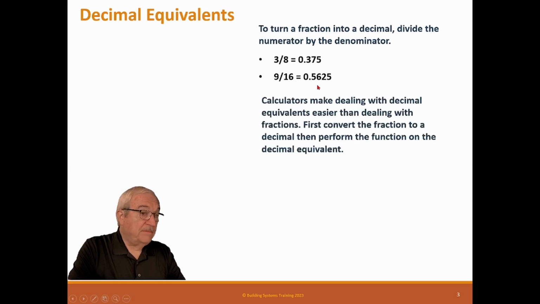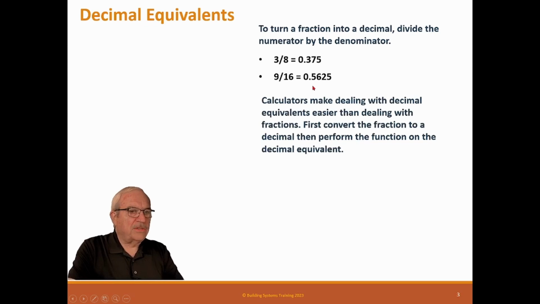All right. So now let's talk about decimal equivalents. The decimal equivalent is the decimal equivalent of a fraction. Now, it's easy to turn a fraction into a decimal, basically because you just have to divide one by the other. So if you have 3/8 and you want to turn that into a decimal, you simply divide 3 by 8, and that gives you 0.375. You want to turn 9/16 and you divide 9 by 16, it equals 0.5625. So it's really easy to do on your calculator.